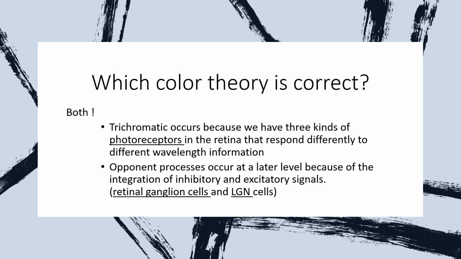But we also have opponent processes, and that's occurring at the later levels because of the integration of inhibitory and excitatory signals that we talked about, happening between those neurons in the eyes, going from the photoreceptors to the retinal ganglion cells, and then really being maintained in the lateral geniculate nucleus cells.